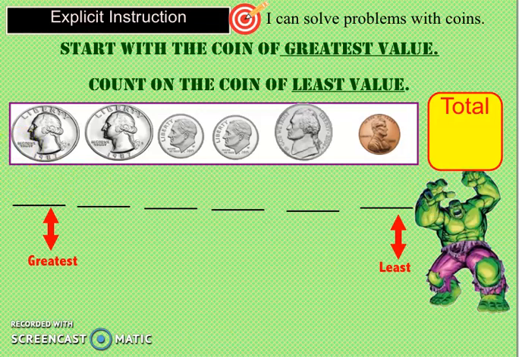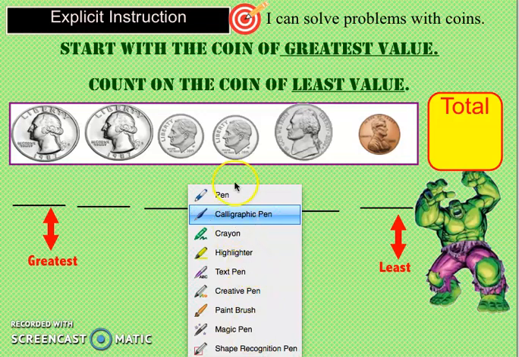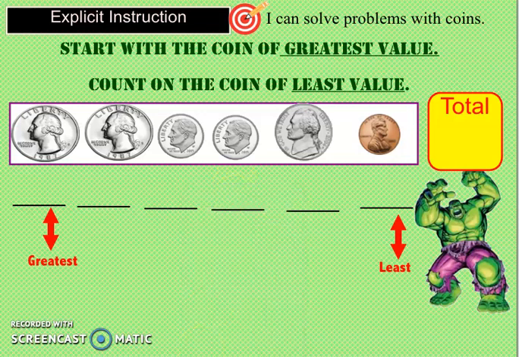Now we're going to add them together. So we start off with our quarter. How much was our quarter? That's right, 25 cents. Good, I'm going to write it. Now we have here 25 cents plus another 25 cents. How much would that be? That would be 50 cents.